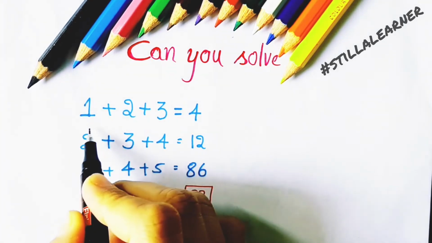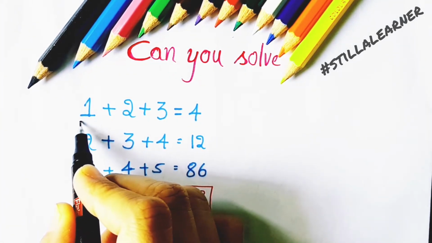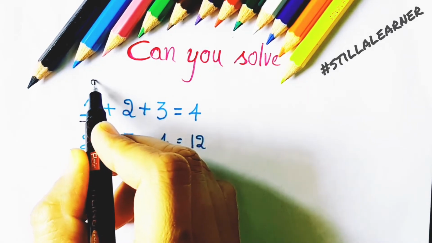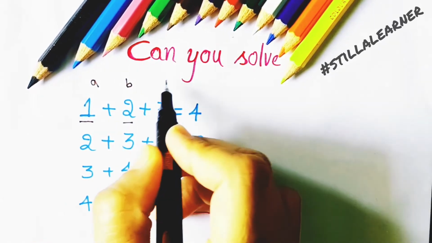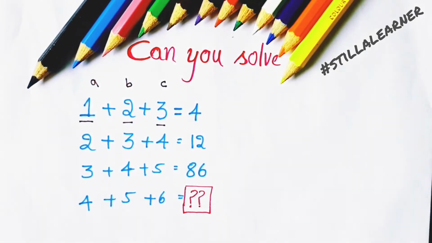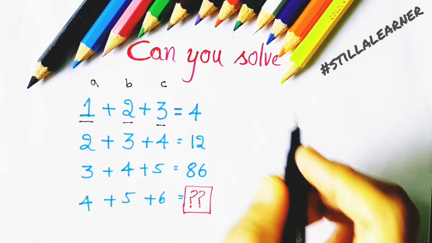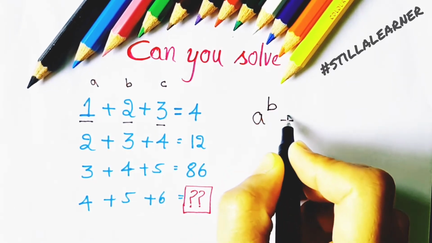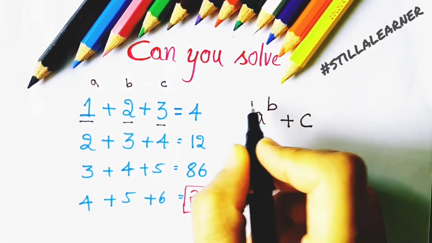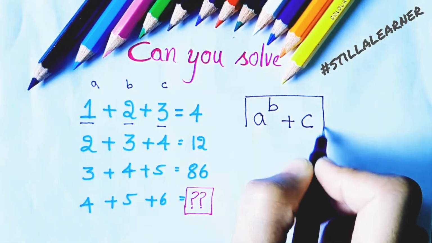So let's see. We'll treat the 1 as A, 2 as B and 3 as C. We'll go with this formula, and the formula is A power B plus C. Okay, let's check whether this formula will work or not.